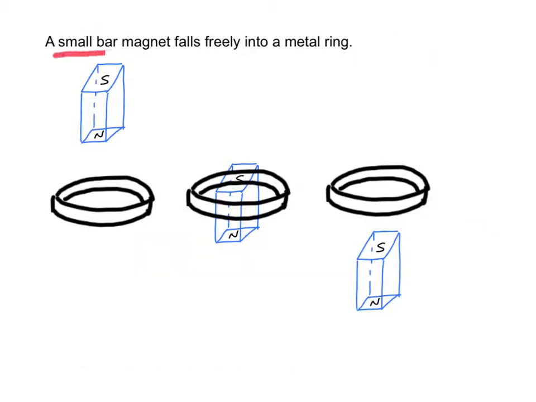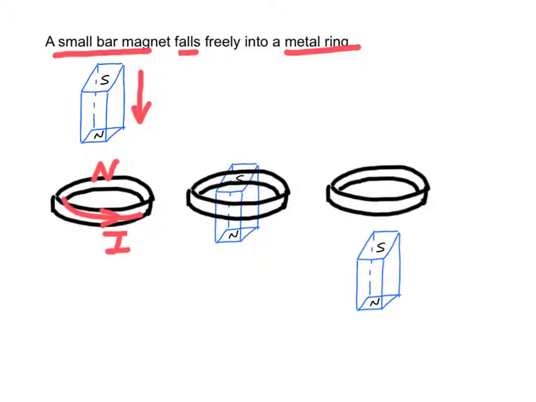Consider a small bar magnet falling freely into a metal ring. When it is falling down towards the metal ring, the metal ring will be induced a pole, north pole, on the upper end. Hence, the induced current flows in the direction shown.